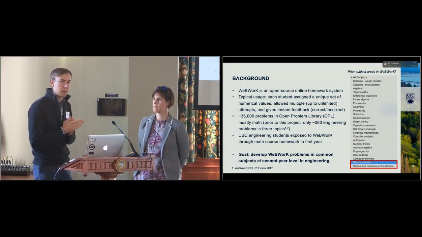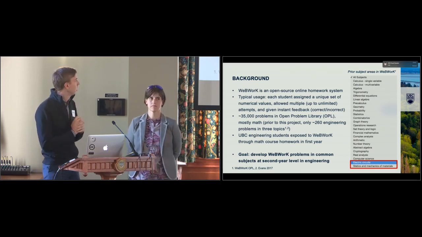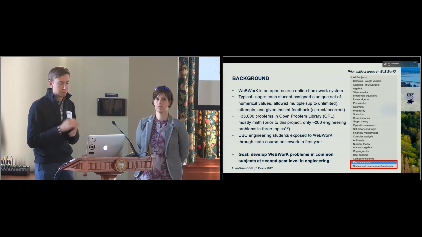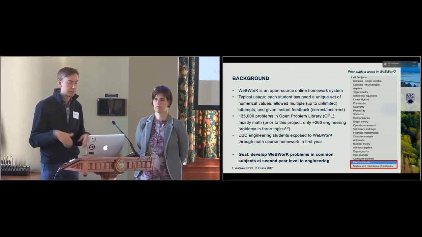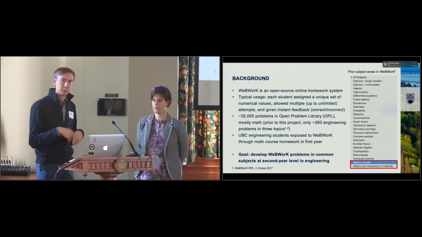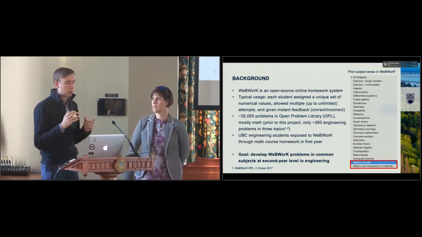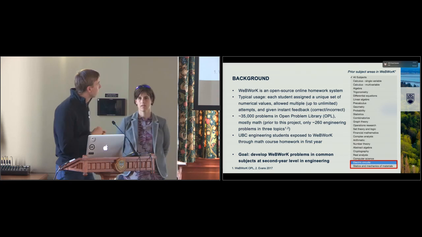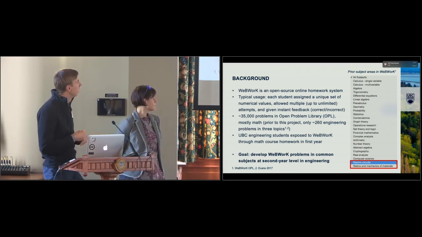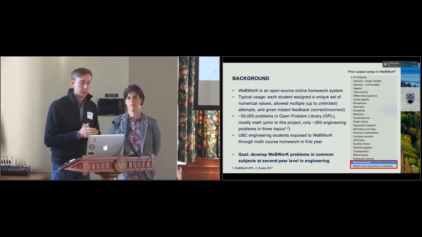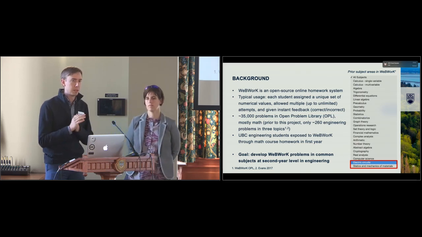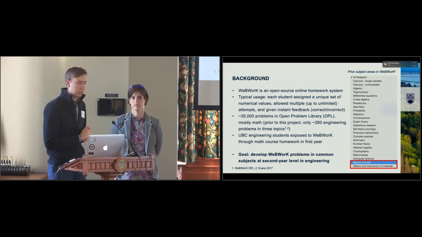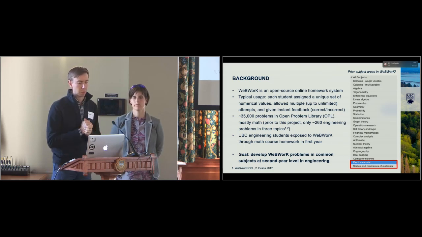There are over 35,000 problems in something called the Open Problem Library, which is stored on a website called GitHub, which anybody can access. There are code snippets of all these problems, and they're categorized into different subject areas. You can see the subject areas on the right side of the slide. Most of these are math subjects, and there are only about 260 engineering problems. And when we started, there were only two areas where these problems were located.